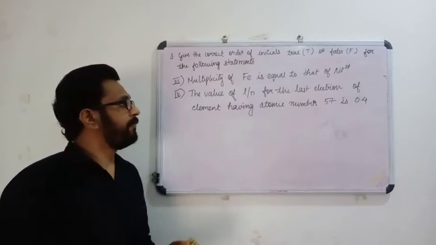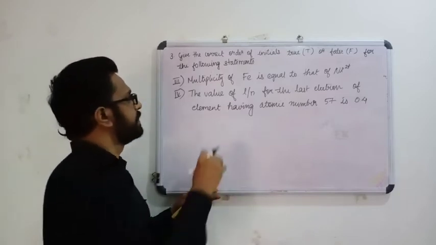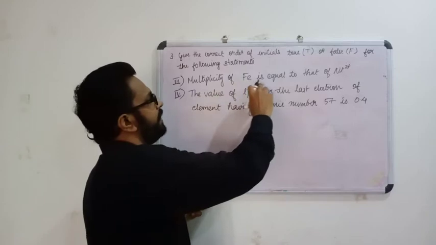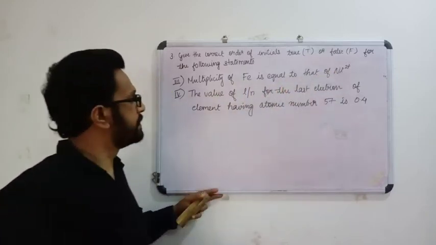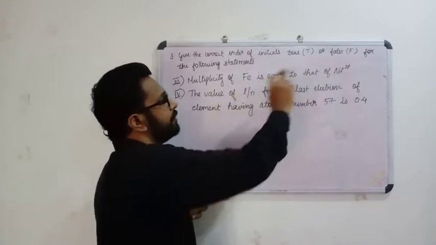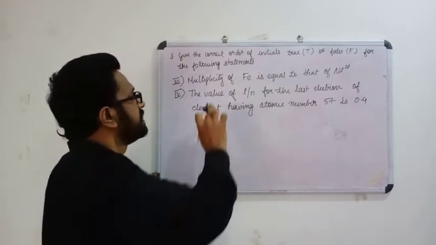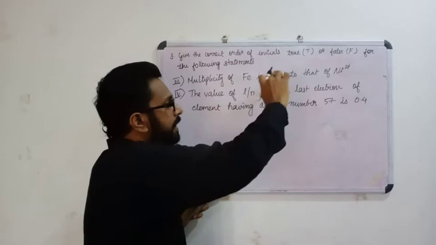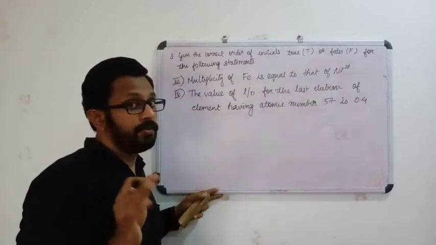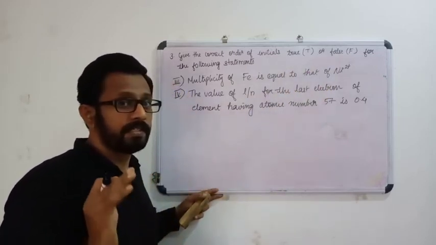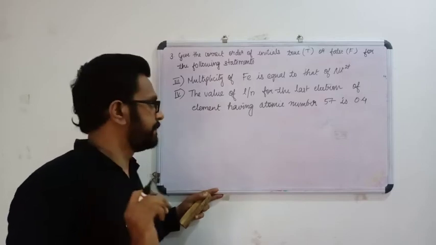Now we are going for the third statement, which comes like this: multiplicity of Fe is equal to that of Ni2+. Multiplicity is nothing but spin multiplicity. Spin multiplicity of Fe and spin multiplicity of Ni2+ are equal. So we have to find out the spin multiplicity of Fe and Ni2+.